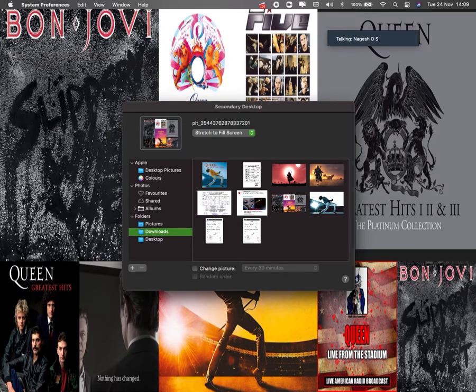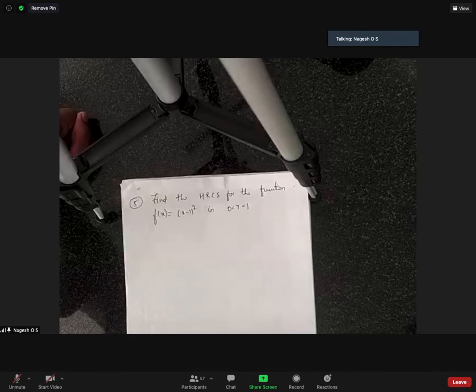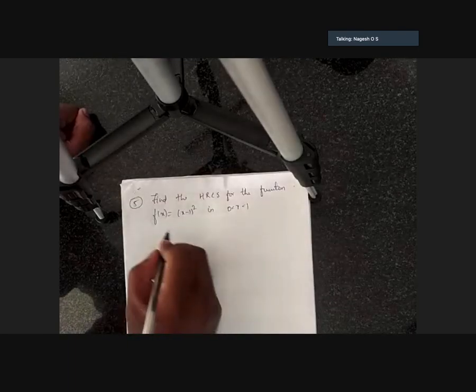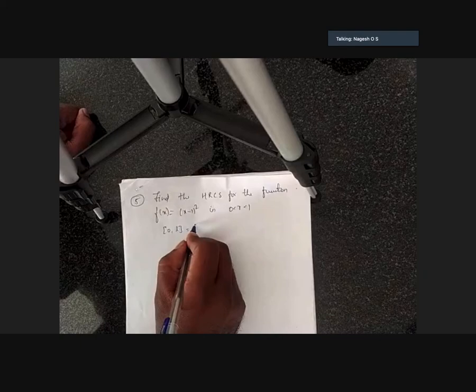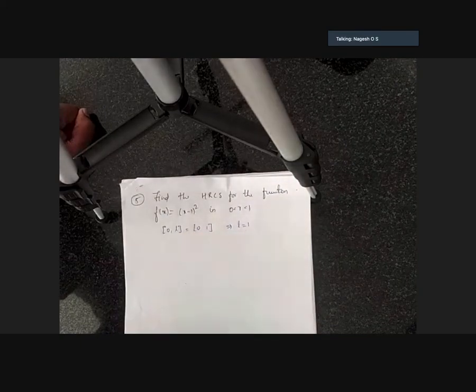First, here they asked to find the half-range cosine series. Need to write the formula. What is the limit? 0 to 1. So 0 to L here is 0 to 1. So what is the value of L? Clearly it is 1.